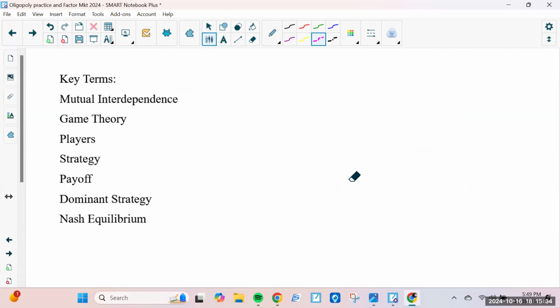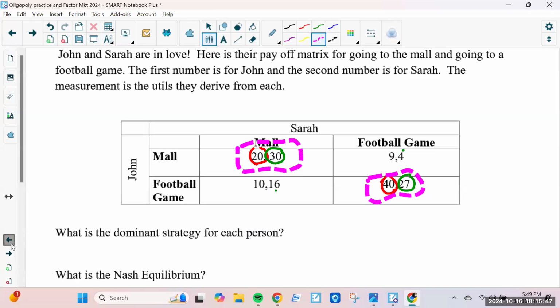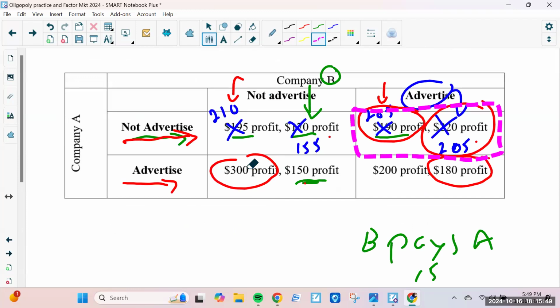All right. Just reviewing real quick some key terms for oligopoly: mutual interdependence. The decision of one affects the decision of the other. You cannot make your decision alone. In other words, going back to this, company A can't say, I want $300 in profits, because the only way they get $300 in profits is if B didn't advertise while they advertised. But they don't get to say, I want 300 profits.